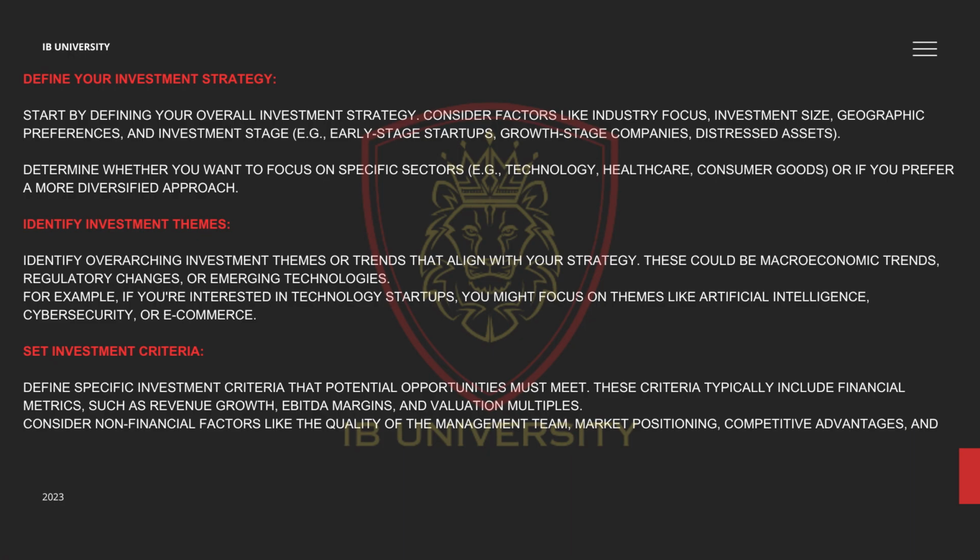Number three, you have to have a set of investment criteria, and then there are some opportunities that you must meet. These criteria typically include financial metrics, right? You have to have a team, a CPA or an investment banker, draw these financial projections for you so you know what the trajectory of the companies that you acquire will be. What is the revenue and the EBITDA margin, right? And the valuation multiple. These things are extremely important.